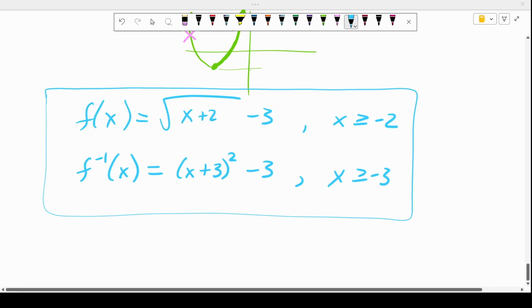Now, if you want, you could actually prove that to yourself by very carefully taking f of f inverse of x, figuring out what that is, taking f inverse of f of x, figuring out what that is. Be careful to make sure that all of the restrictions are satisfied, and you'll discover that each of those is x, and therefore those are inverses of each other. Okay, let's get into one last thing, the self-inverse function.